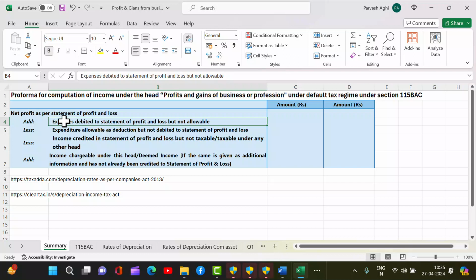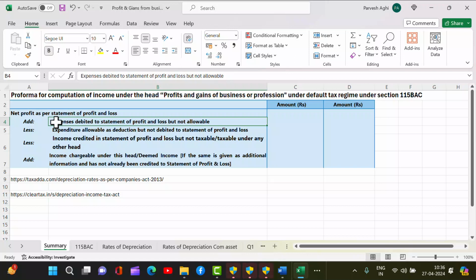If we have already deducted, then we have to add that back. Okay, one is okay. Personal expense, sir. Any personal expense. So we are talking here about personal expenses. Any personal expense which is debited to profit and loss account will be added back. Any other things?